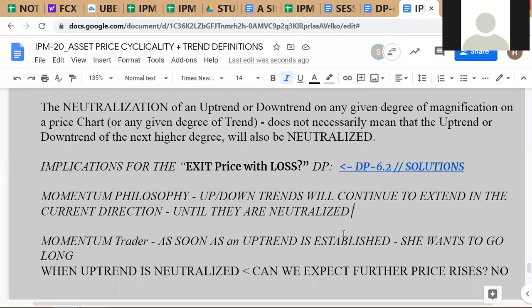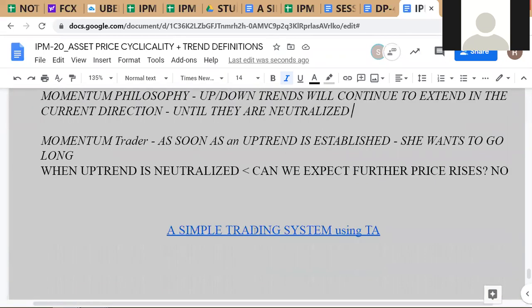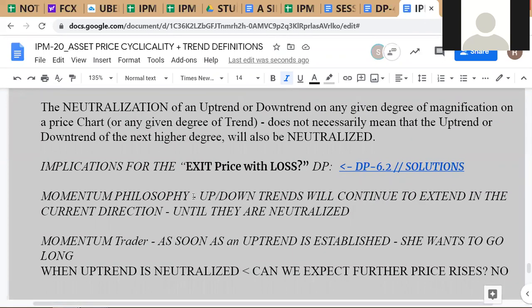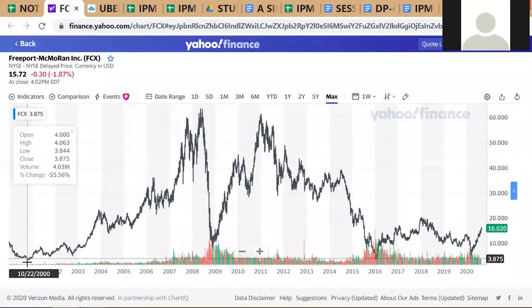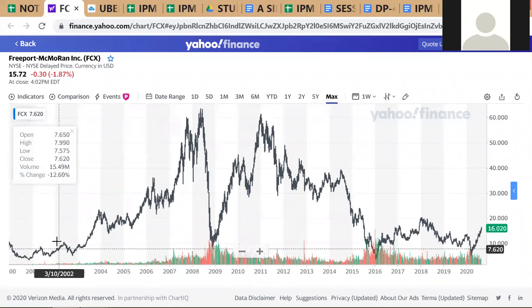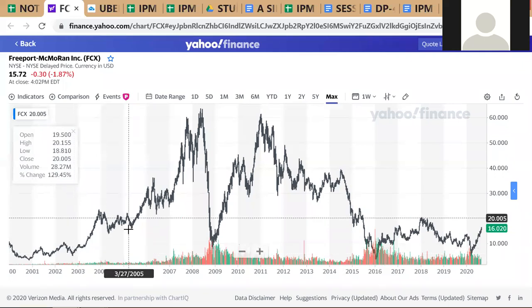Okay, so now we're talking about the momentum philosophy. Just to be clear, why did I make this statement? When the uptrend is neutralized, can we expect further price rise? The answer is no. Why did I say that? Because the momentum philosophy essentially is that up and down trends will continue to extend in the current direction until they're neutralized, obviously. The point is that we have defined an uptrend as higher highs and higher lows, and so on and so forth.